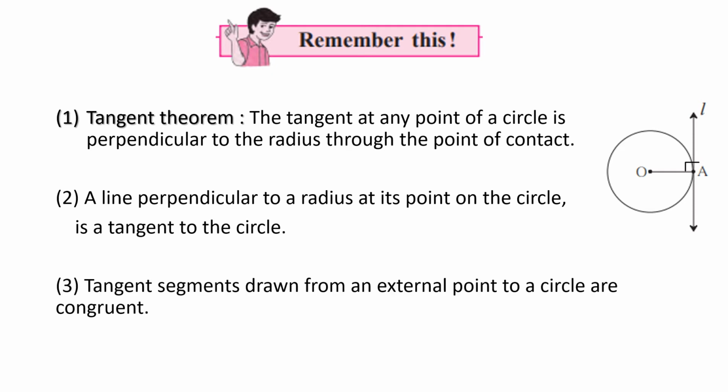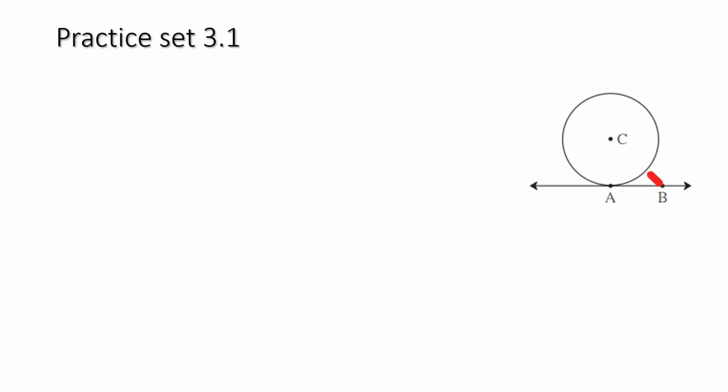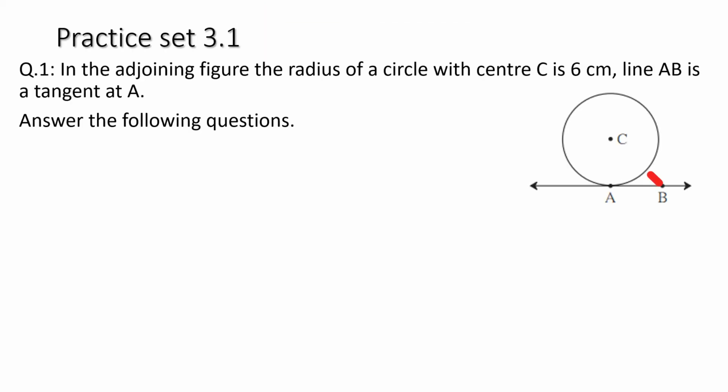Now, the third one is, tangent segments drawn from an external point to the circle are congruent. So here in the diagram, DP and DQ are the congruent segments. Using these 3 points, now we have to solve practice set 3.1, question number 1.